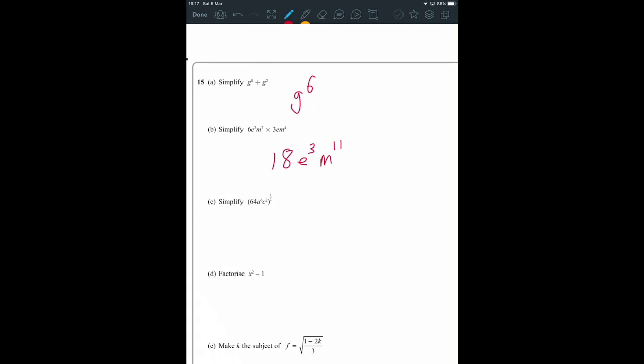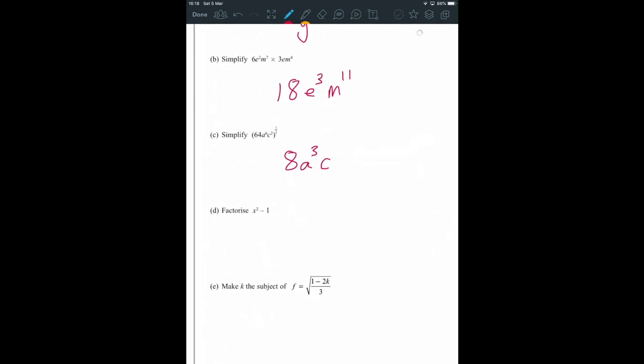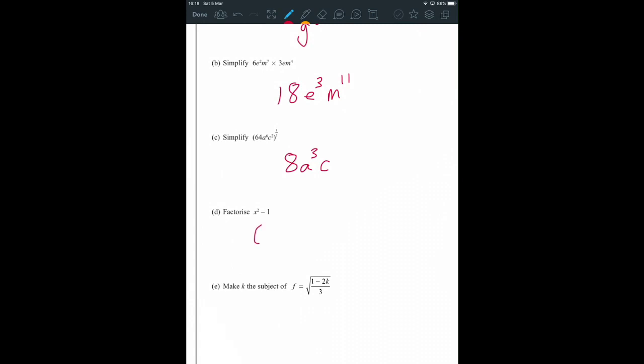Indices to a power, the number to a power of half, well that's the square root of 64, which is 8. And we multiply the power 6 times a half for 3 there, and 2 times a half, well that's just power 1. We don't need to write power 1. Factorize, one of our favorites here. This is a difference of 2 squares, x plus 1, x minus 1.